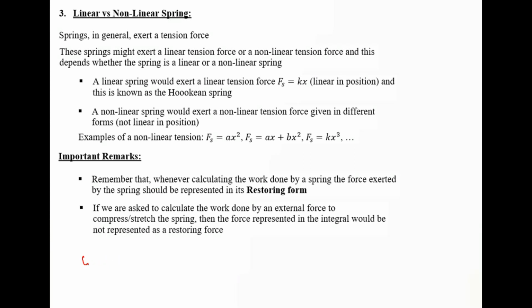For the work, we can differentiate between two types of work. The work done by the spring. So let me state an example on a linear force, which is given by kx. In its restoring form, we should include the minus sign. So here I'm talking about the work done by the spring, so that would be minus k integral from an initial position to a final position x dx. So this work would represent the work done by the spring.